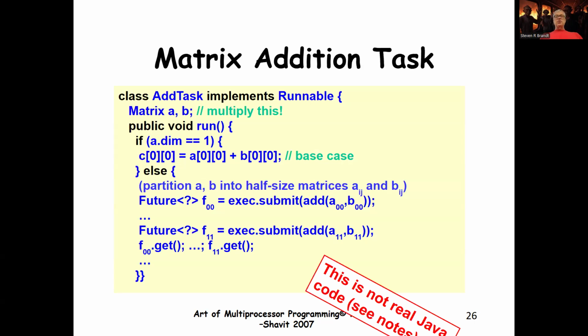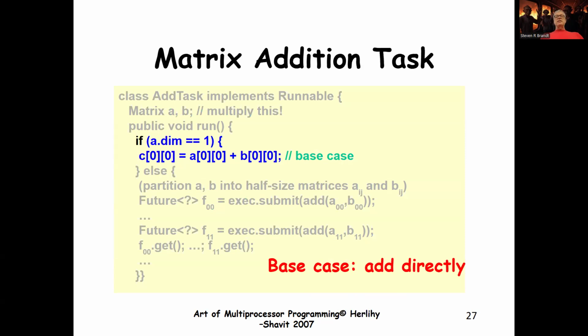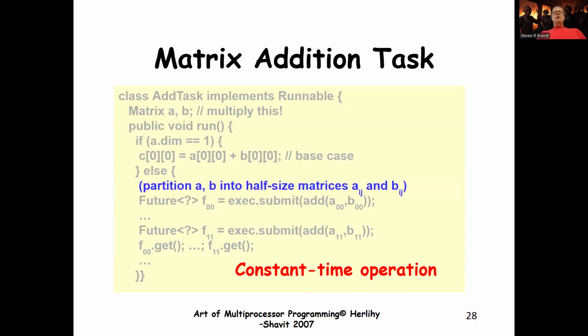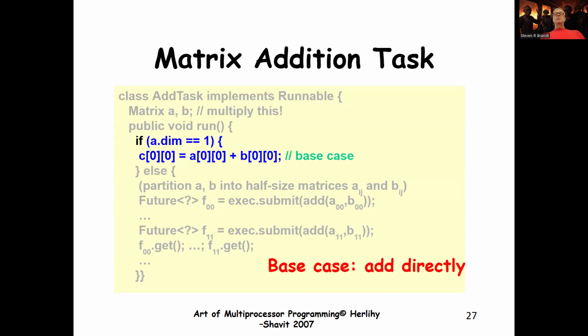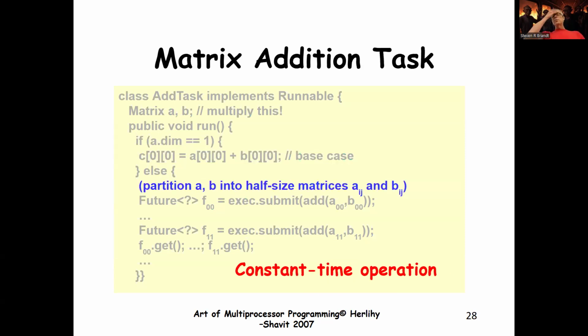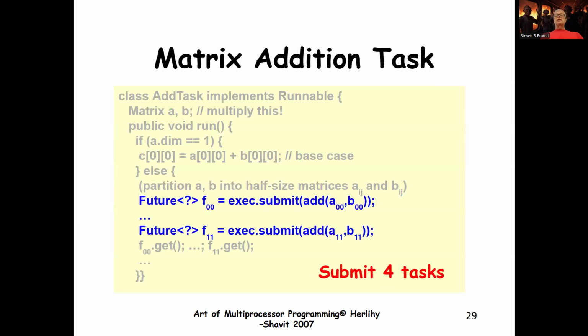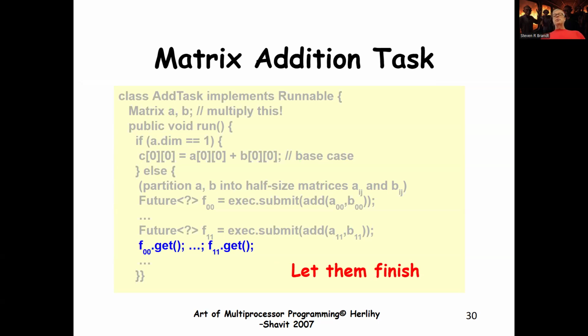So this isn't quite real Java code. It has subscripts and whatnot. But the base case is to add directly. So what we're going to do is if the dimensions of our array are 1, then we have the base case, and we're just going to add whatever element we've got. Otherwise, we're going to partition A and B into half-size matrices AIJ and BIJ, and then we're going to do the four parallel additions, and then we can call get on all four of those things so that they can finish.